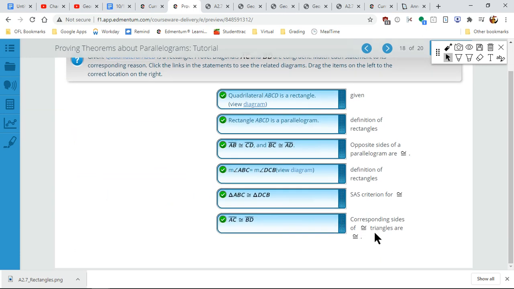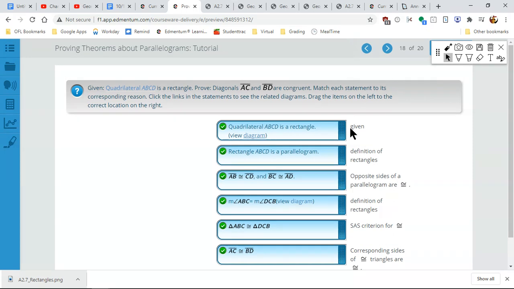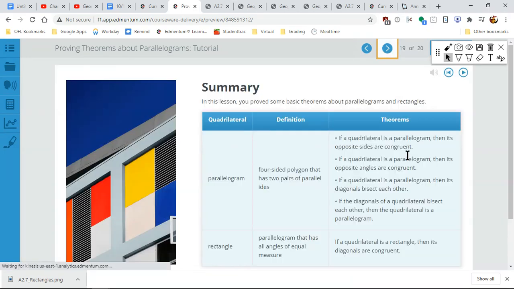And then from there, we do what I said: corresponding sides of congruent triangles are congruent. That's the same thing as what I said, corresponding parts of congruent triangles are congruent. I say parts because I think of angles. Angles are congruent on congruent triangles too.